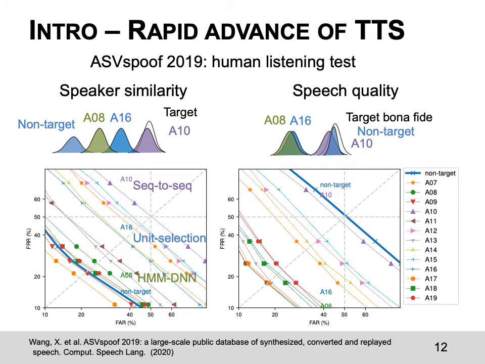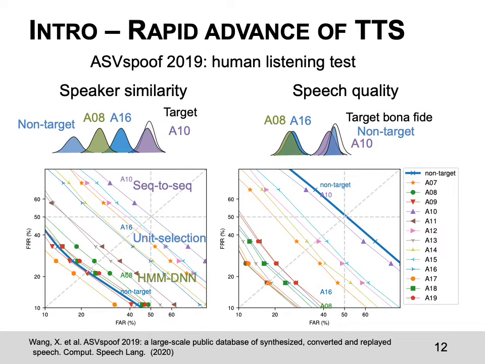To answer that question, I'd like to use the results from our recent study where we conducted human evaluation on the ASVspoof 2019 data. Here, we ask human evaluators to evaluate how the synthesized speech sounds like the target speakers, and what the quality of synthesized speech is compared with natural speech. We show the results using DET curves.